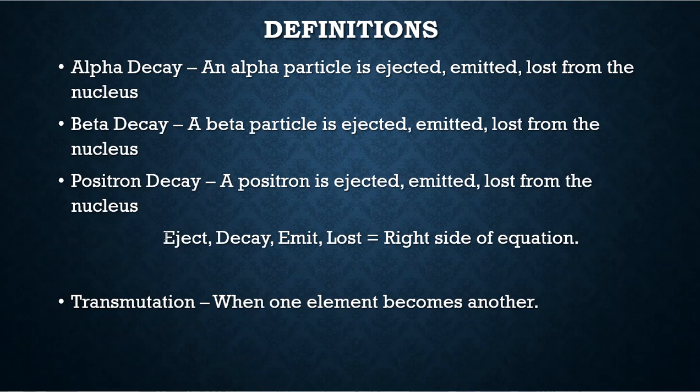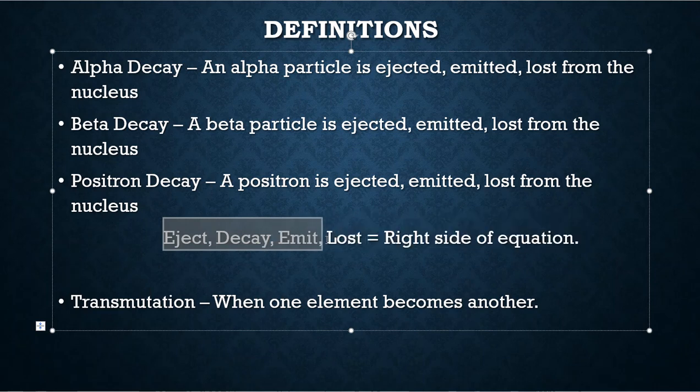Okay, and you might see all these different words down here: eject, decay, emit, lost. That means put whatever particle we're talking about, alpha, beta, or positron, on the right side of the nuclear equation. And I'm going to show you on the whiteboard here in a second what I mean by that. But that means they're products. That means these particles are products of your nuclear equation. Okay, and then just know the word transmutation does mean an atom of one element turning into an atom of a different element.